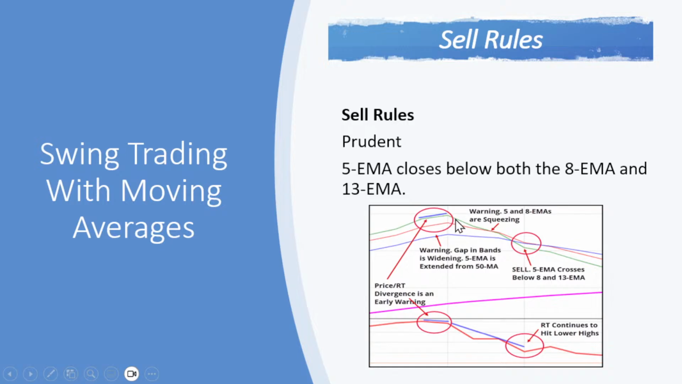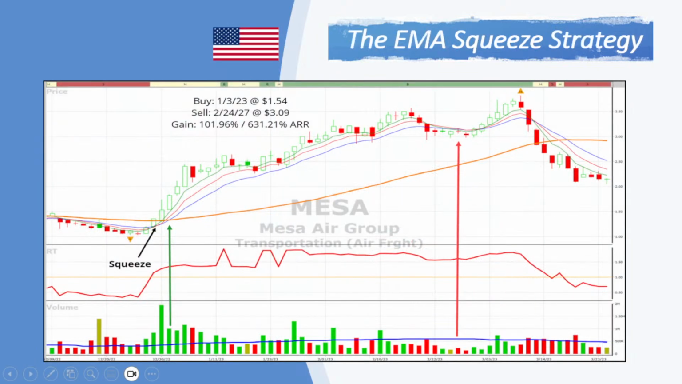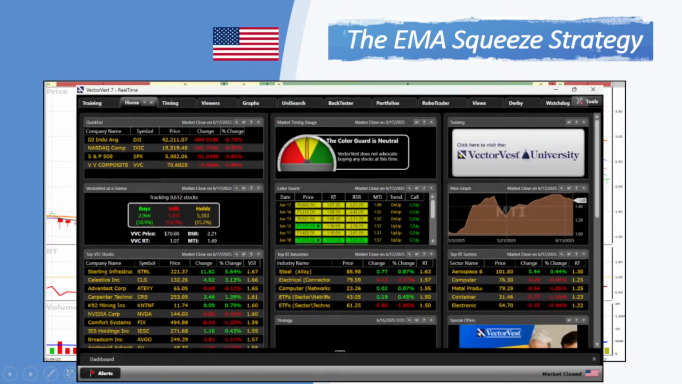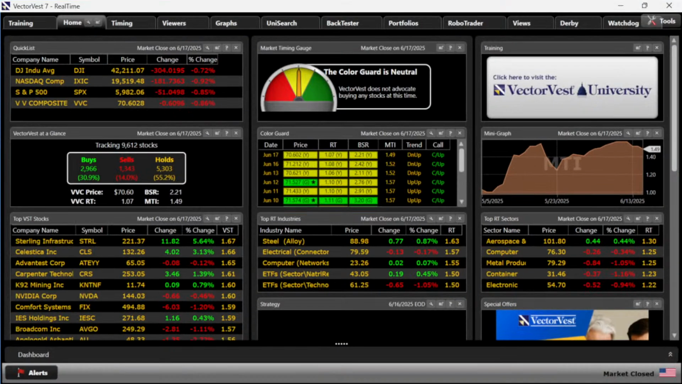And if you see follow through over the next couple of days and you want to take your profits, you can do that. But remember, this is without question when you are going to take action, when the 5-day EMA closes below the 8 and the 13. Okay, we have examples in the slides. I'm going to give you these slides. But I'm going to hop into the program and show you some real-time examples and just in general how to find these types of setups.